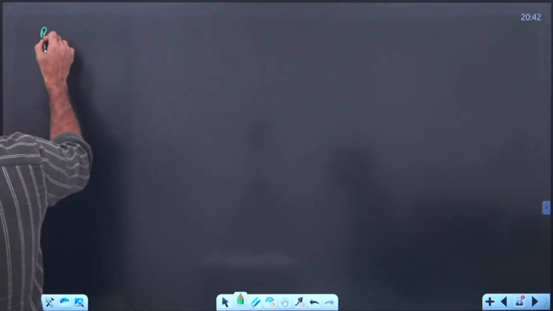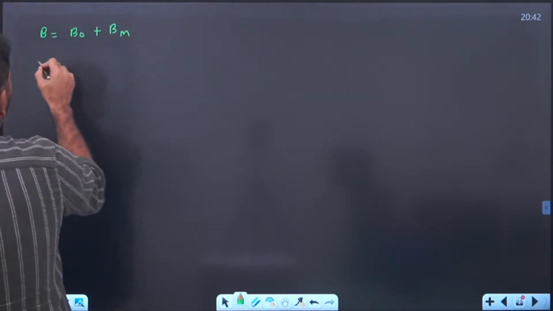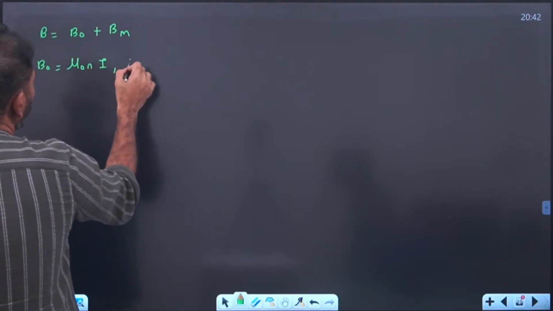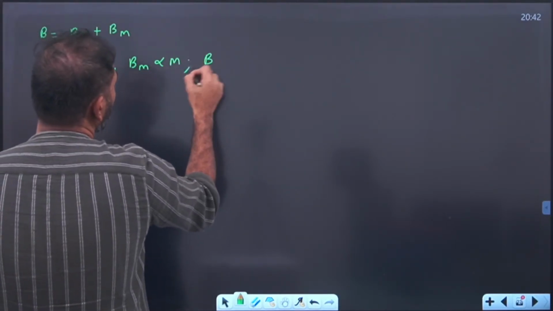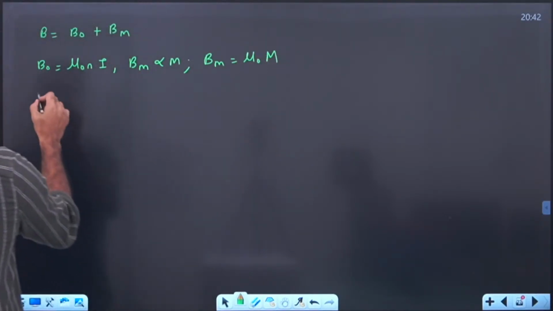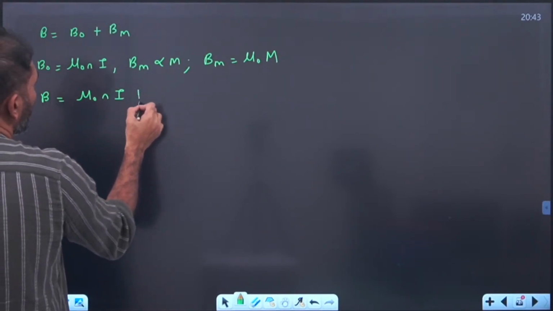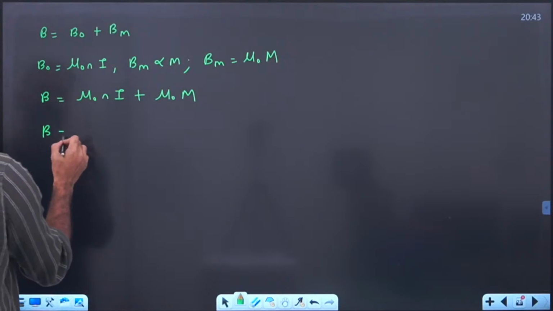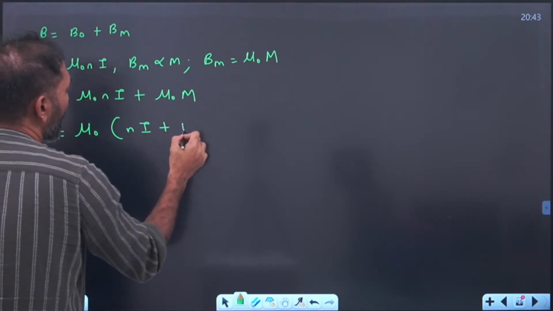B is equal to B0 plus Bm. What is B0? Mu 0 Ni. What is Bm? Directly proportional to M. So Bm is equal to mu 0 M. So B is equal to mu 0 Ni plus mu 0 M. If you take mu 0 outside, mu 0 into Ni plus M.